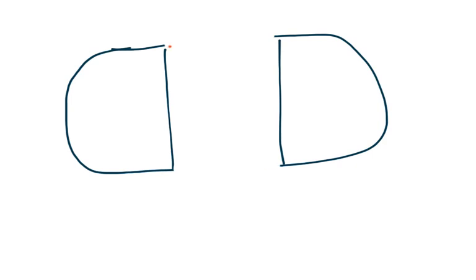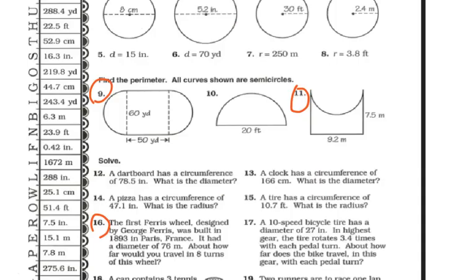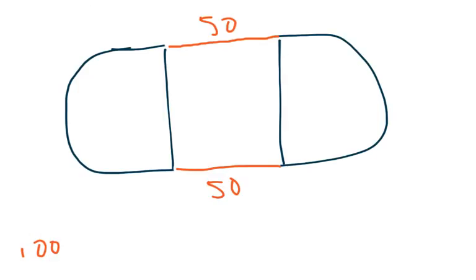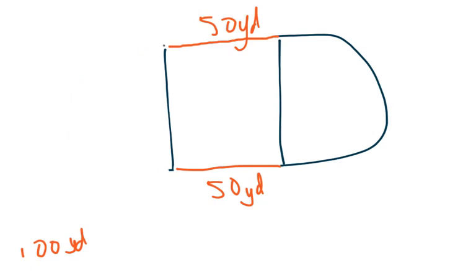These two lines right here, we know exactly what they are. They're 50. So far we know it's 100. I'm going to write that down. So far, the perimeter is 100 yards. Okay? We definitely know those two. What we don't know are these curves right here. And that's what we're trying to figure out.